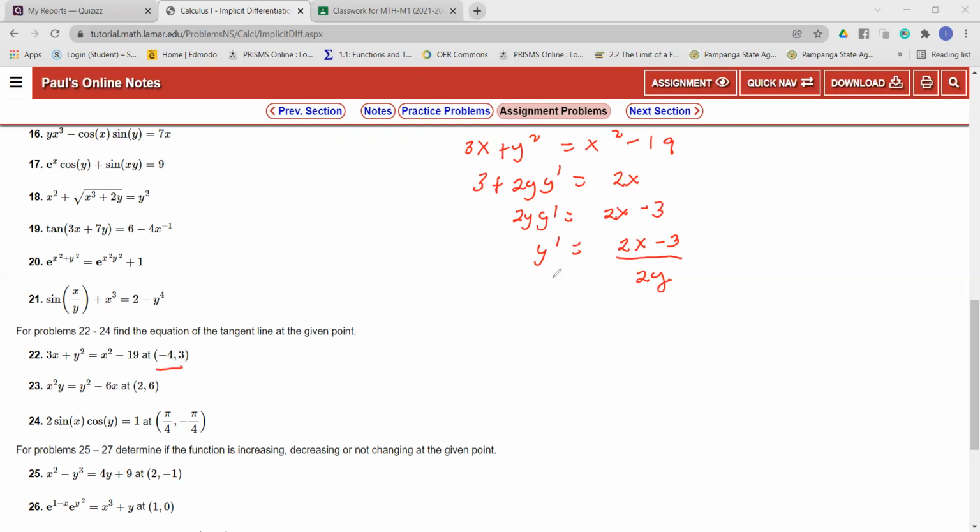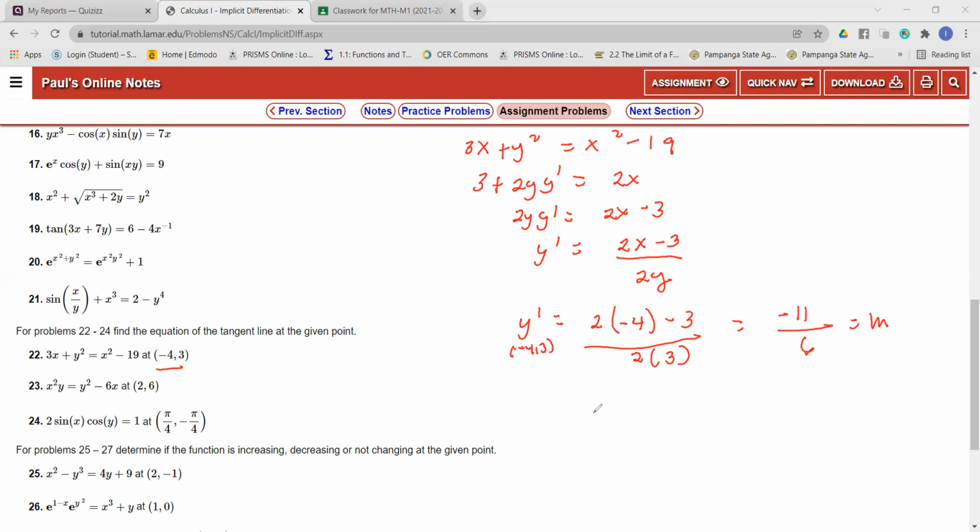Ayan. So at point what? At point negative 4, 3. So ang y prime ko, substituting the values negative 4, 3, I will have 2 times negative 4 minus 3 over 2 times 3. Yan. 2 times negative 4, that will be negative 8 minus 3. Yun ay negative 11. At sa baba naman ay 6. So this is then the slope of the tangent line. So this is y prime at negative 4, 3. No? So ang ating slope ay negative 11 over 6.